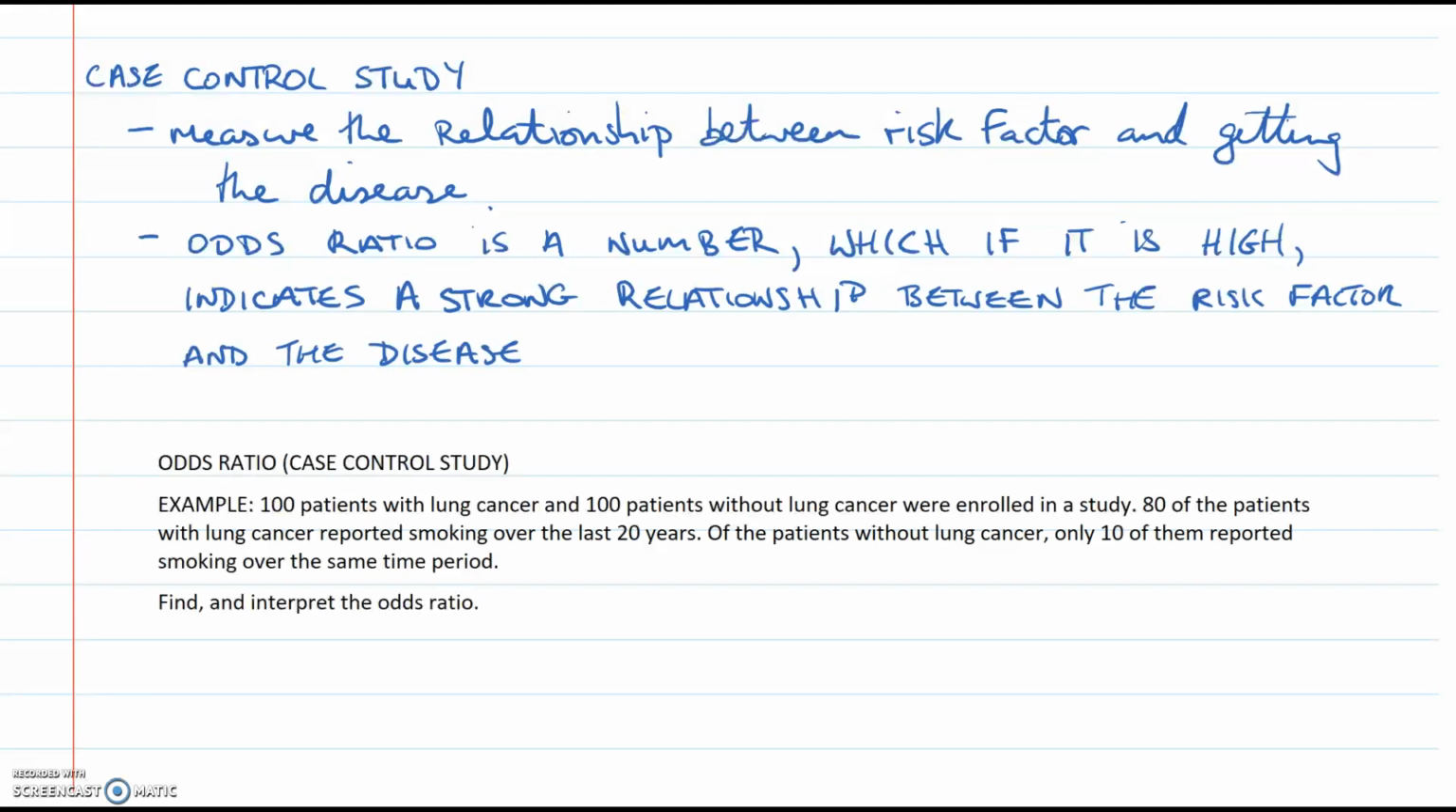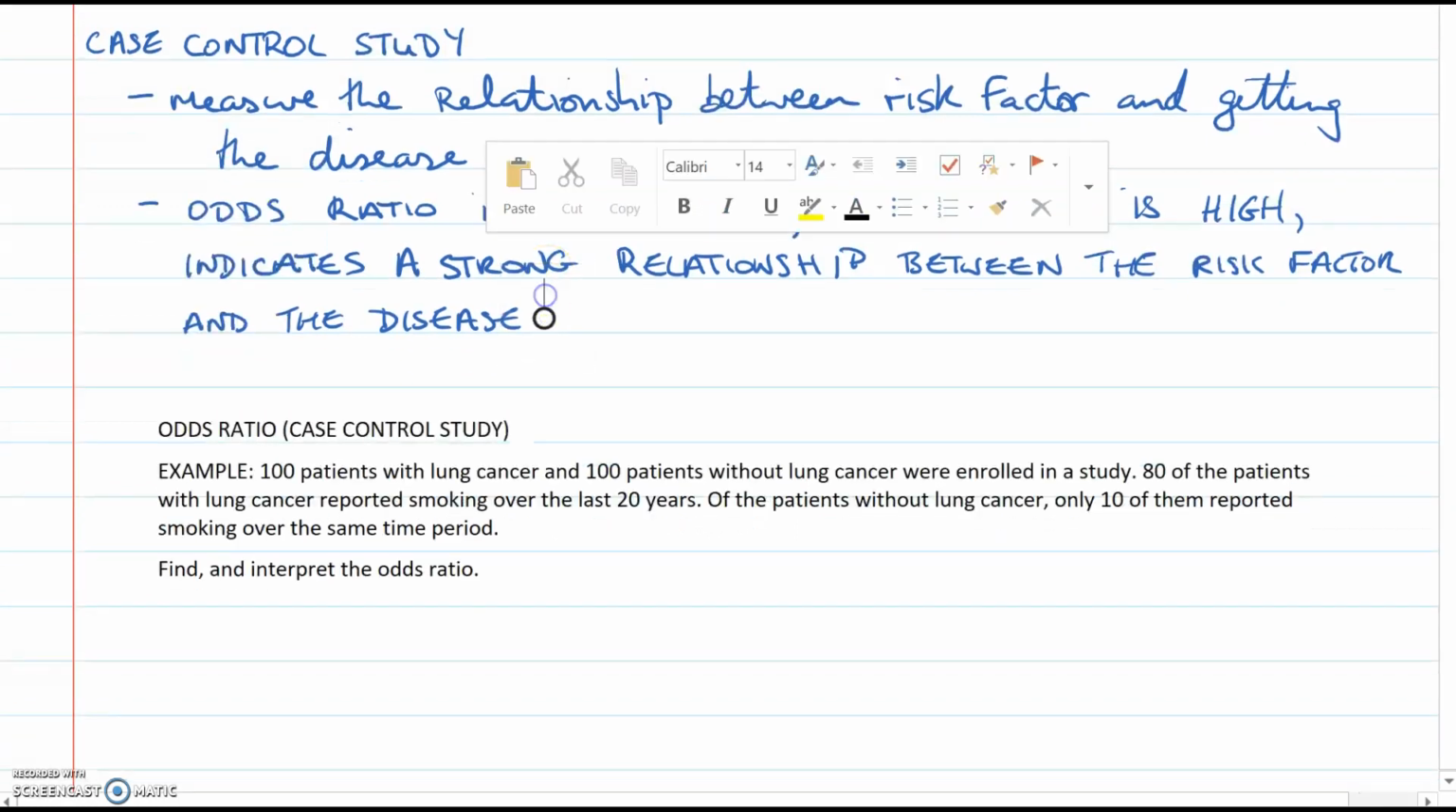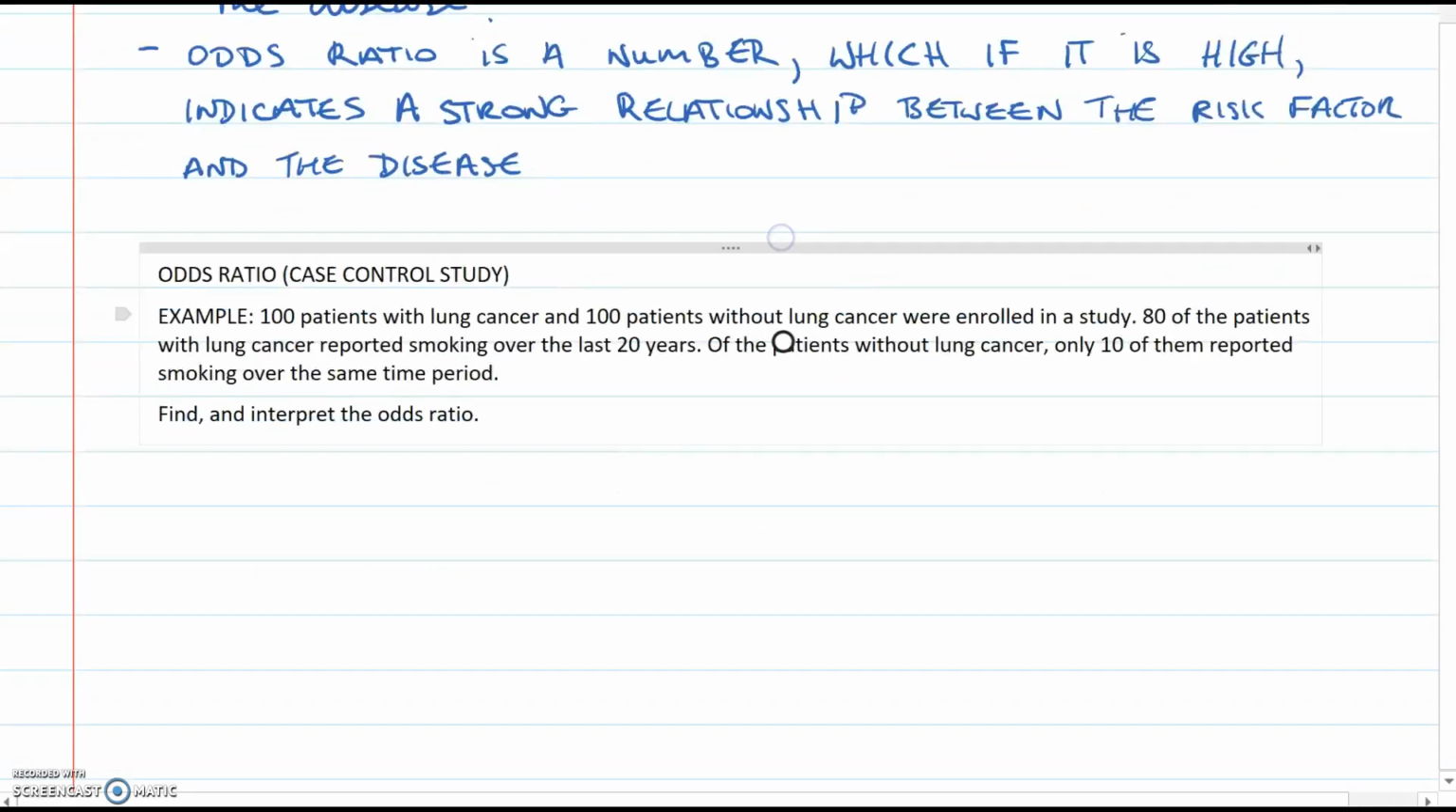So what I'm going to look at here is a case control study. In a case control study, what you're trying to do is measure the relationship between a risk factor and actually getting a disease. So the odds ratio is a number, and if the odds ratio is high, then it indicates there's a strong relationship between the risk factor and the disease. Okay, so that's what we're trying to do, and you probably know all of that better than me, so I'll try and do an example that illustrates the mathematics of it.